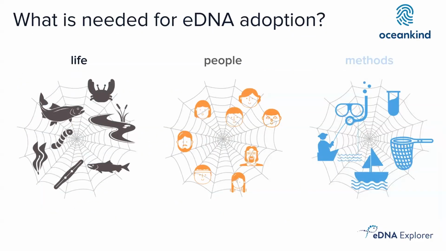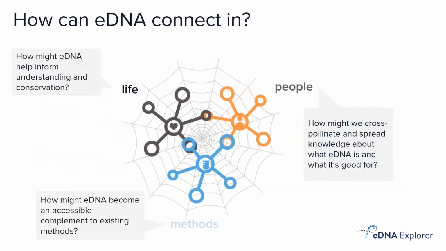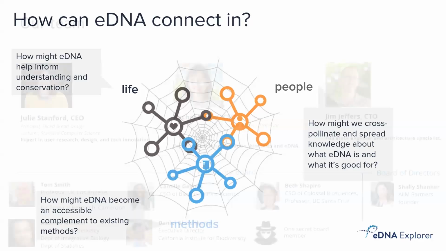So you may have seen us a couple of years ago, and we may have talked to you a couple of years ago when OceanKind challenged us to really figure out what's needed for eDNA adoption. We realized that there's these different webs, the web of life, people, and methods that all need to integrate together to be able to address what is eDNA good for, how does it complement other methods, and how can we help conservation by working together and integrating the eDNA data with other data sets.